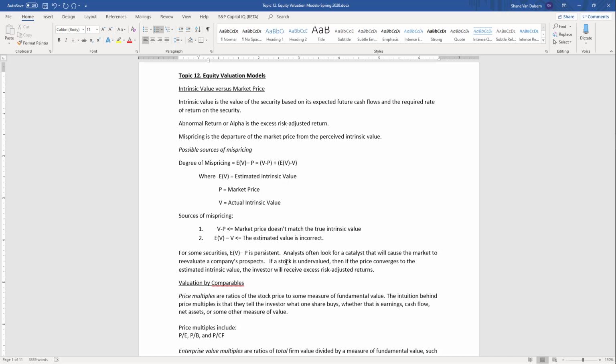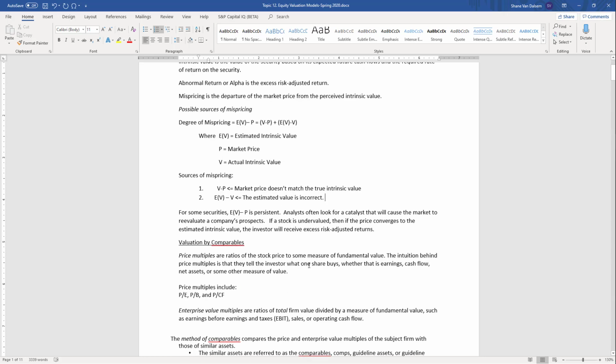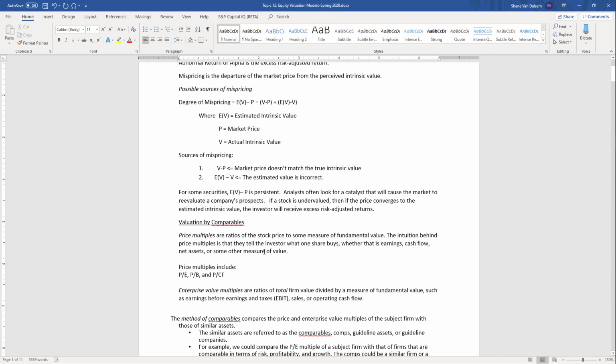Valuation by comparables. Price multiples are ratios of the stock price to some measure of fundamental value. The intuition behind the price multiples is that they tell the investor what one share buys, whether it's earnings, cash flow, net assets, or some other measure of value. The common ones that you might see are PE, the price to earnings ratio, and PB, the price to book, also known as the market to book ratio.